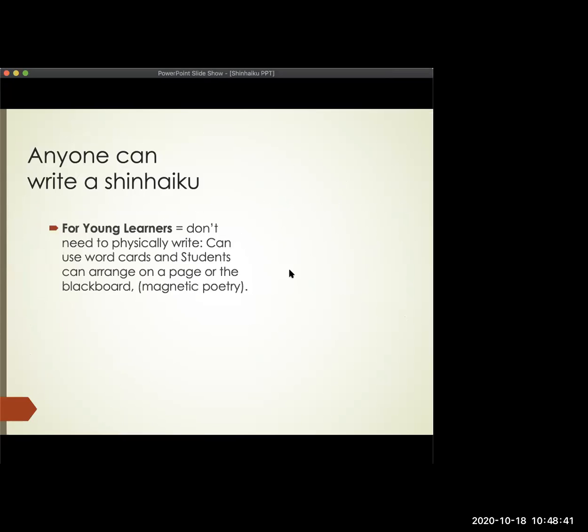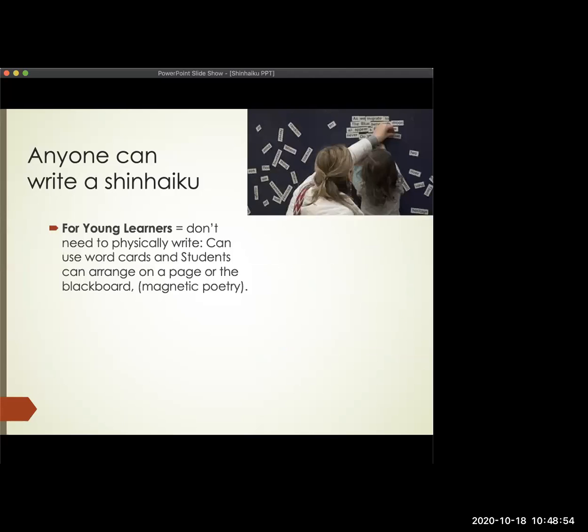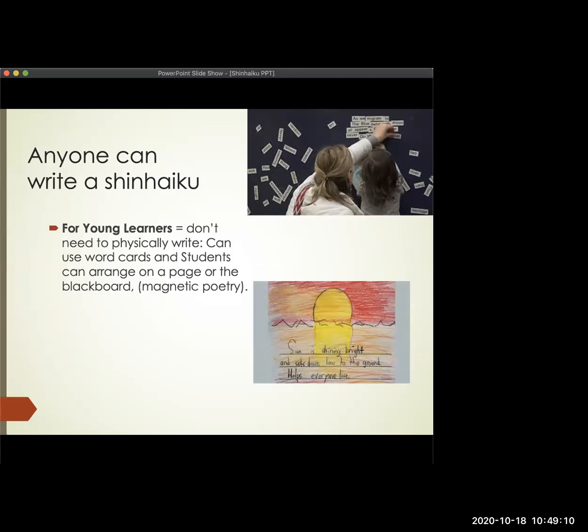So young learners, I said anyone, so even elementary school students, if you're familiar with magnetic poetry, they don't need to physically write the words. They can use word cards such as this. So if you are teaching elementary school in Japan to Japanese students, feel free to make some little word cards and have them arrange them how they see fit, okay? And if they're a little bit older, they can make a small drawing or something that looks like this.